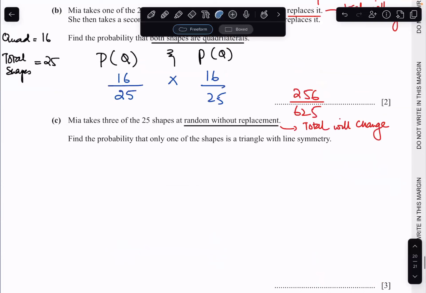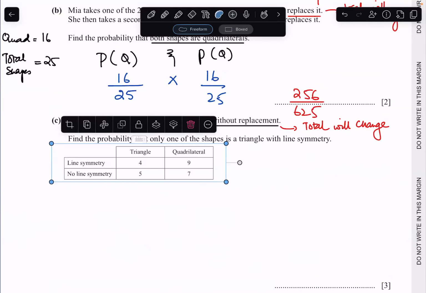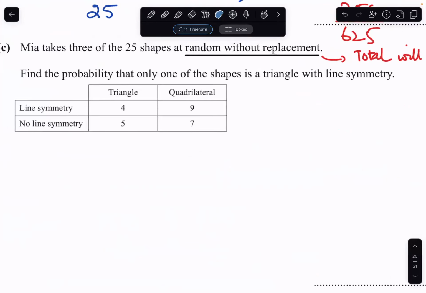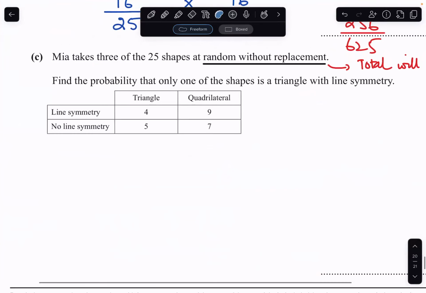I'm going to paste it over here. Okay, she's going to take 3 out of this, right? So what is required? Find the probability that one of the shapes is a triangle with the line of symmetry. So I'm going to make a list according to what is required. Anur, what is required?